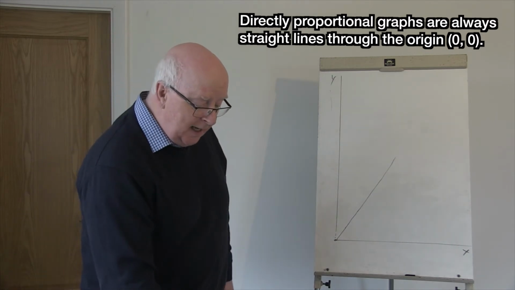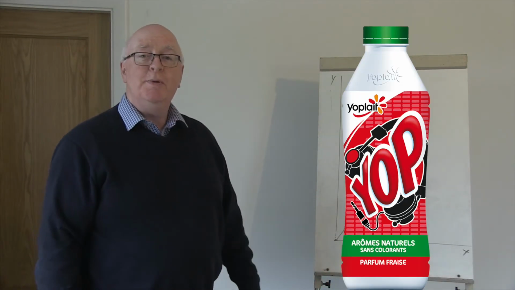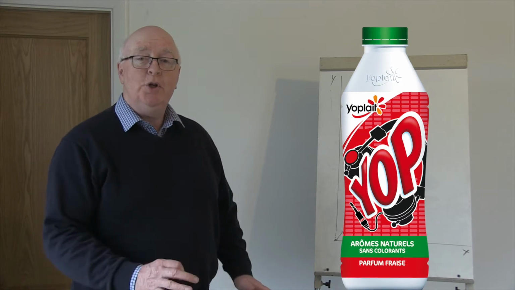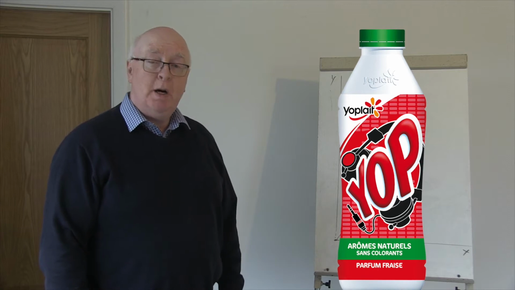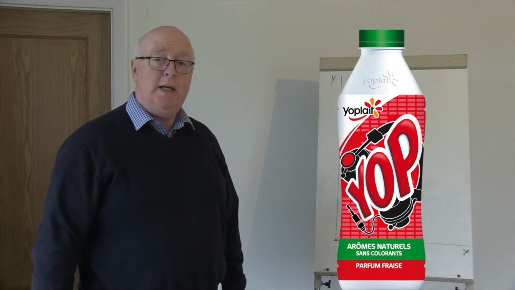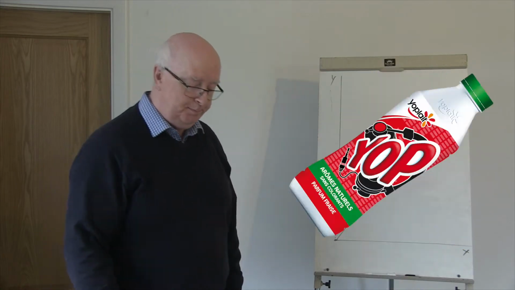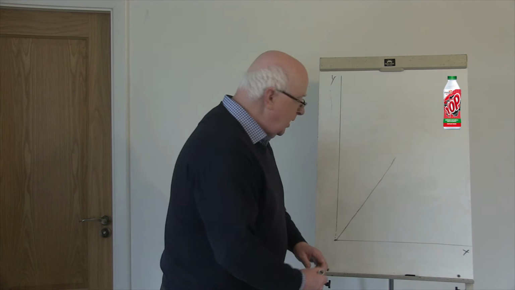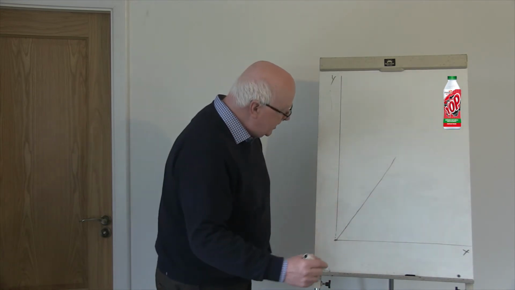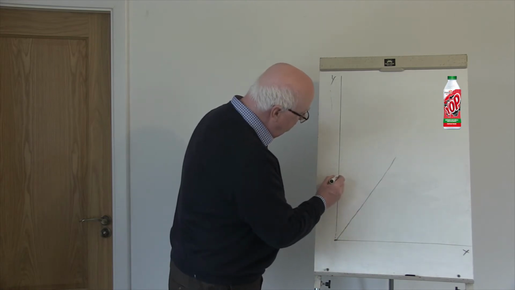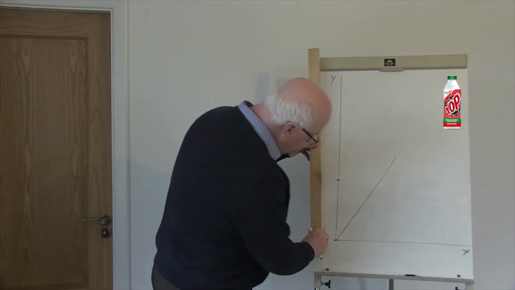Now I want to look at a real life example. This is a bottle of yop, and my pupils love to drink it. And I want to show you how we're going to represent this on the graph here about the cost and price of it and the different shapes we get, and to see if they are going to be directly proportional graphs. Now they sell yops in packets of 6, and we're going to look at the price of them there. They are usually €4.